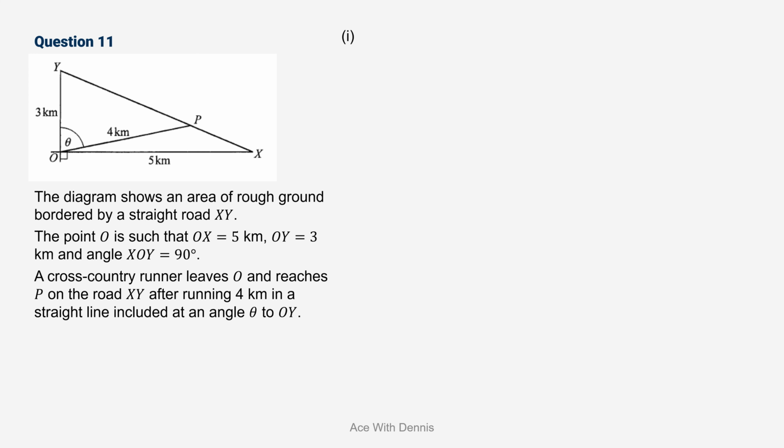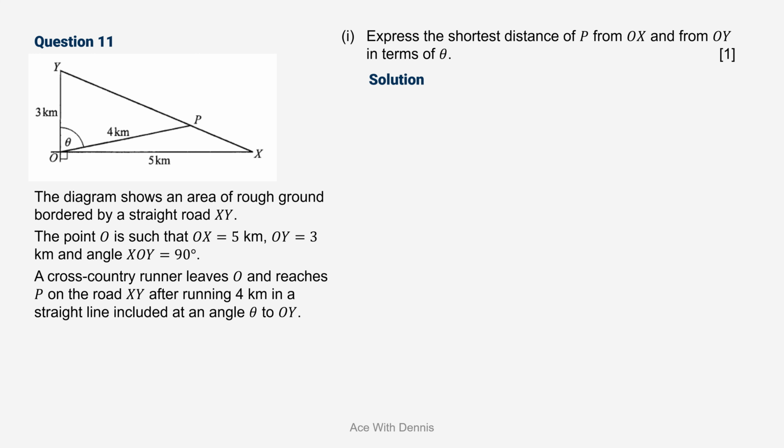Part 1. Express the shortest distance of P from OX and from OY in terms of theta, 1 mark. So the shortest distance will be the perpendicular distance from P to that particular line. So for the first line OX, this will be the shortest distance of P to the line OX. Let's label this point where the line touches OX as point A. And then let's look at this angle. This angle will be theta because OY is parallel with AP. Hence, alternate angle OPA will be theta.